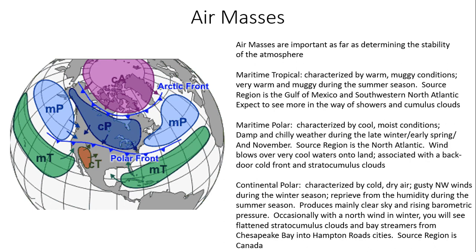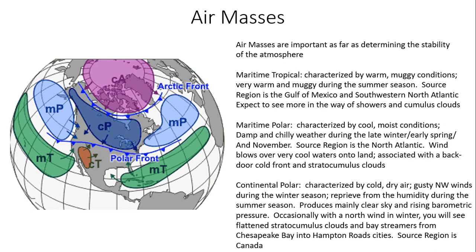Now, continental polar air masses, abbreviated CP on the graphic on the left, are characterized by cold, dry air. Usually in the wintertime, you get strong, gusty northwest winds, which bring these air masses down into the mid-Atlantic from Canada. And they do during the summertime. If you get a cool front to blow through, you sometimes get this continental polar air mass.